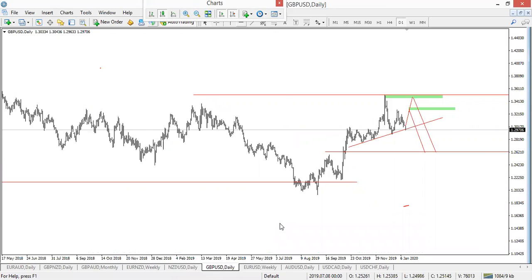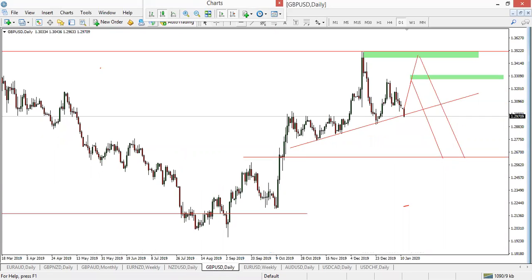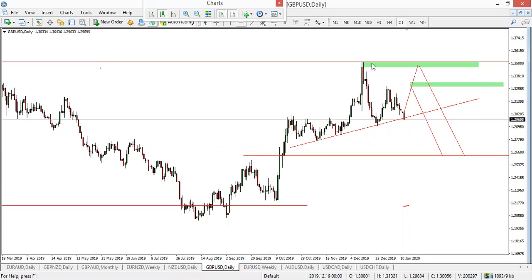Now let's go to the pound USD. The pound hit. If you followed our last analysis for the year last year, you see these levels actually got hit. So you might have made some coins for yourself.